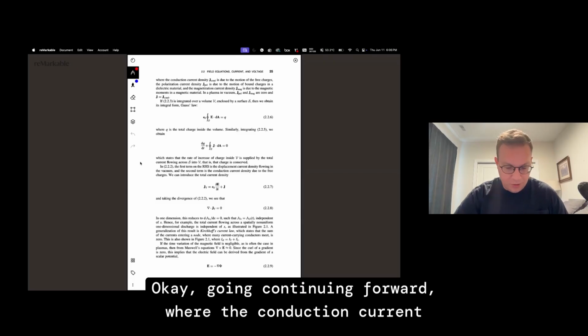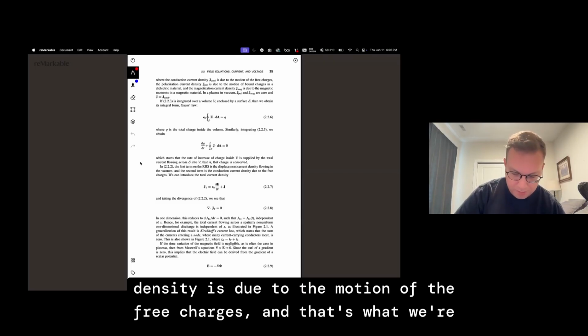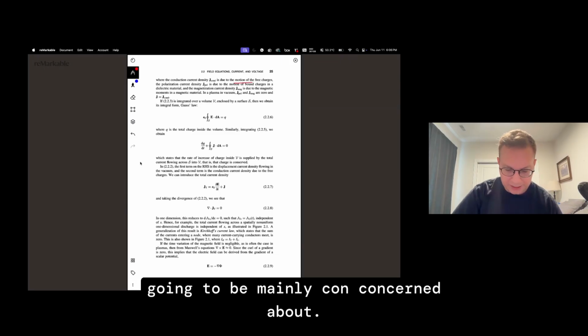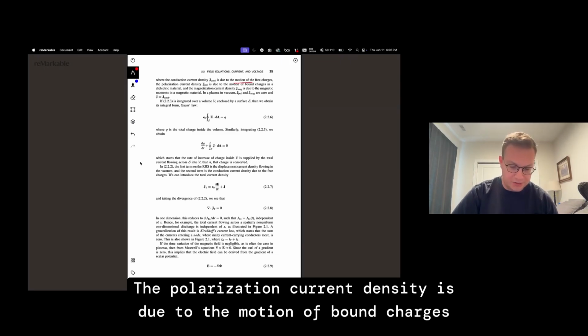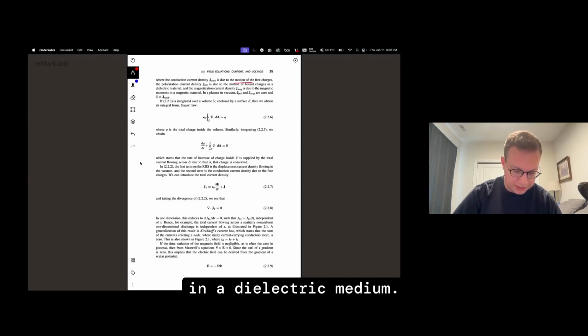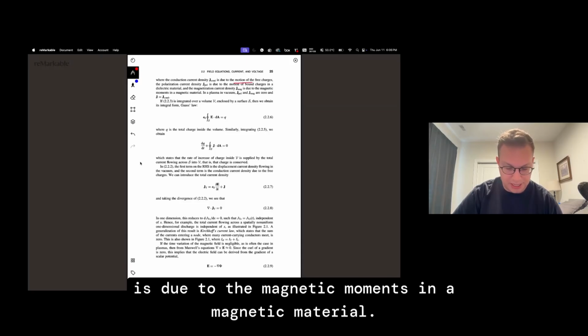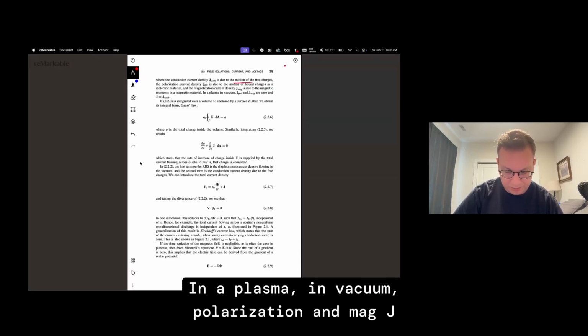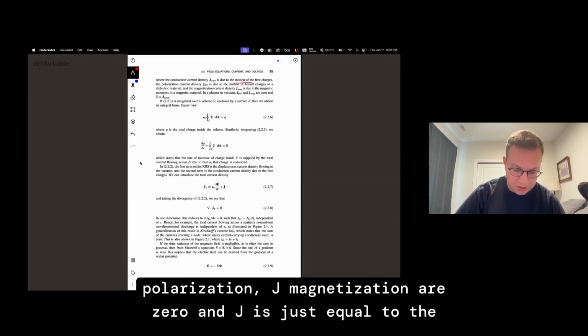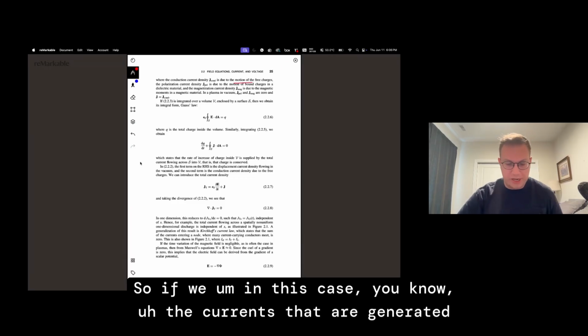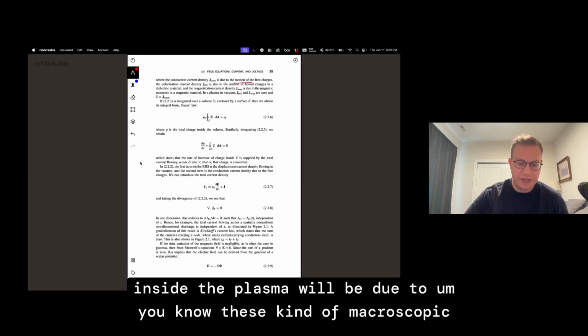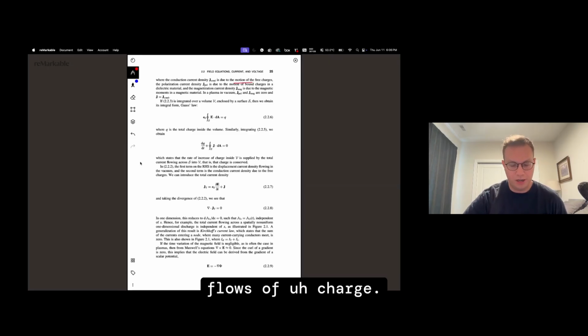Okay, continuing forward, where the conduction current density is due to the motion of the free charges, and that's what we're going to be mainly concerned about. The polarization current density is due to the motion of bound charges in a dielectric medium, and the magnetization current density is due to the magnetic moments in a magnetic material. In a plasma, in vacuum, J polarization and J magnetization are 0, and J is just equal to the conduction current. So the currents that are generated inside the plasma will be due to these kind of macroscopic flows of charge.